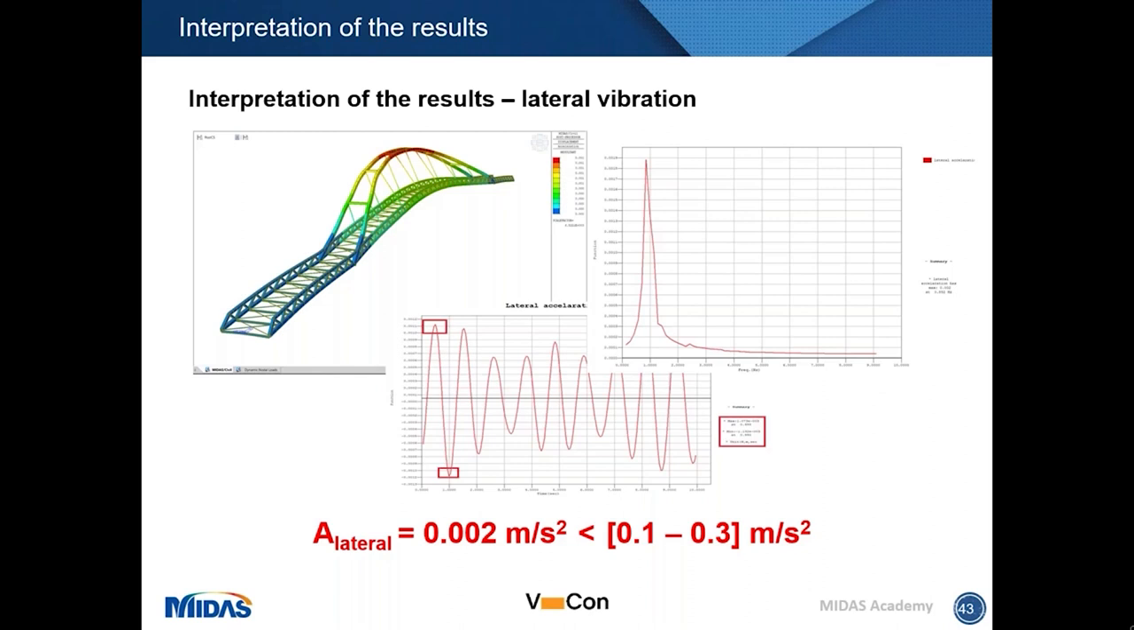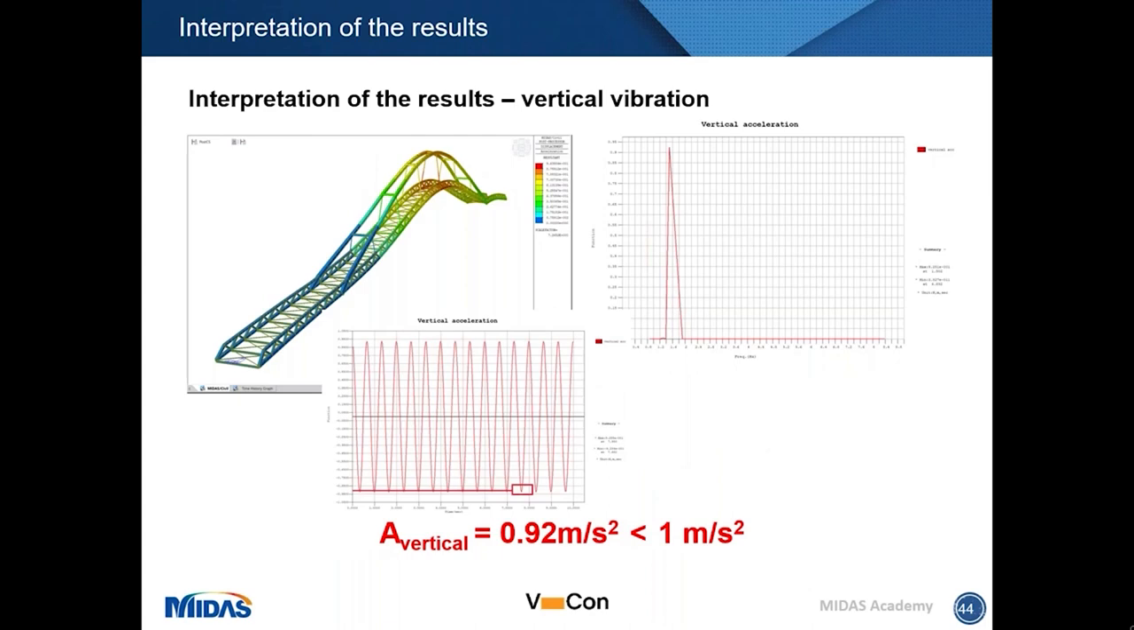So we performed the analysis for time load action. For lateral vibrations, we received a really low value, about 0.002 meters per square second, which is really below the limits we had. And for the vertical vibrations, we received the acceleration 0.92, which was also below the value defined above for comfort class number 2, which is 1 meter per square second.